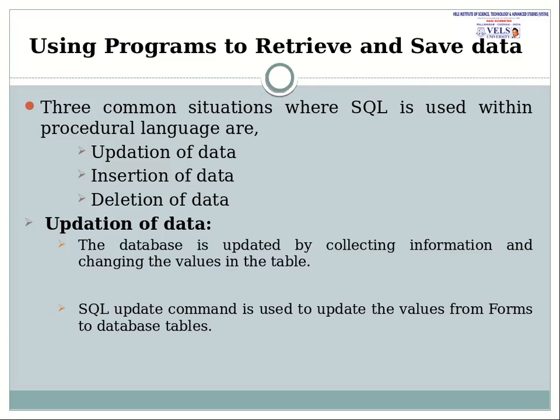Our next topic is how, using a program, we retrieve and save data in forms. There are common situations in SQL as used within programming languages: either updating data, inserting data, or deleting data. In the case of updating data, the database is updated by collecting all information and changing the value in the particular table. For example, SQL provides the update command, which is used to update values from the forms to the database tables. If you want to update a particular record in the table, you can use the update command.